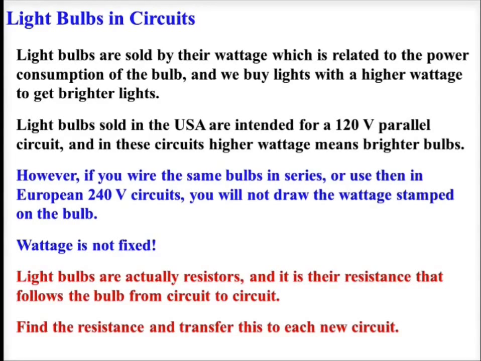means brighter bulbs. However, if you were to wire the same bulbs in series and use them in a European 240-volt circuit, you would not draw the same wattage stamped on the bulb, meaning that wattage is not fixed, and that's something we need to take away from that. Light bulbs are actually resistors, and it is their resistance that follows the bulb from circuit to circuit. Now, we need to find the resistance and transfer this to each new circuit.